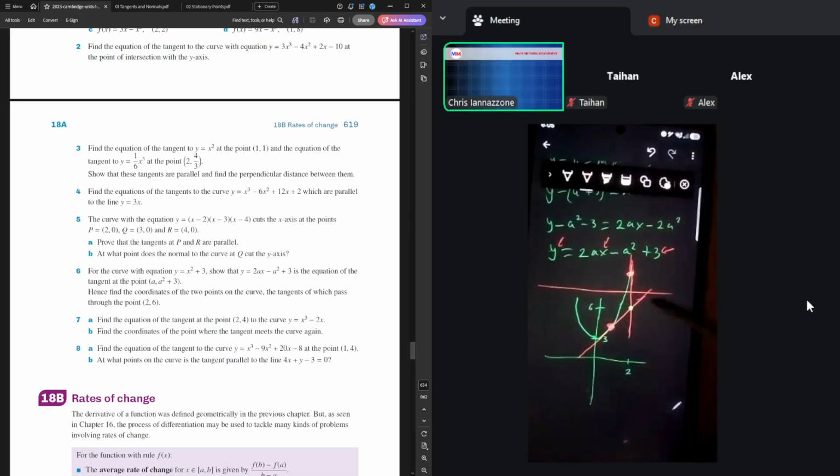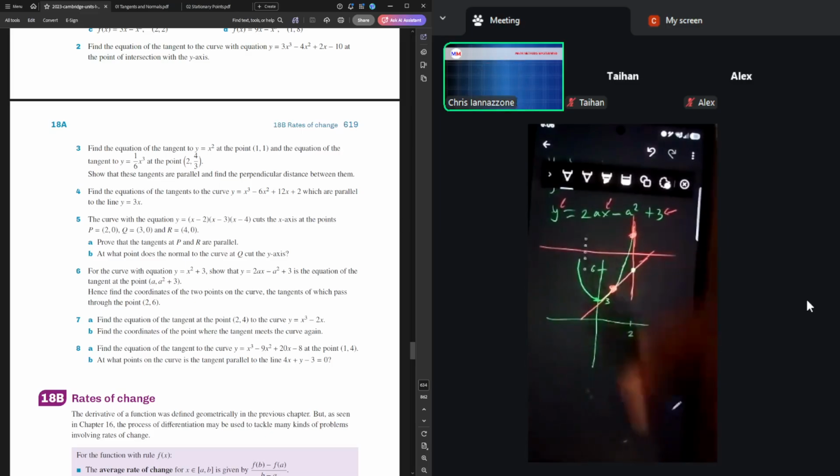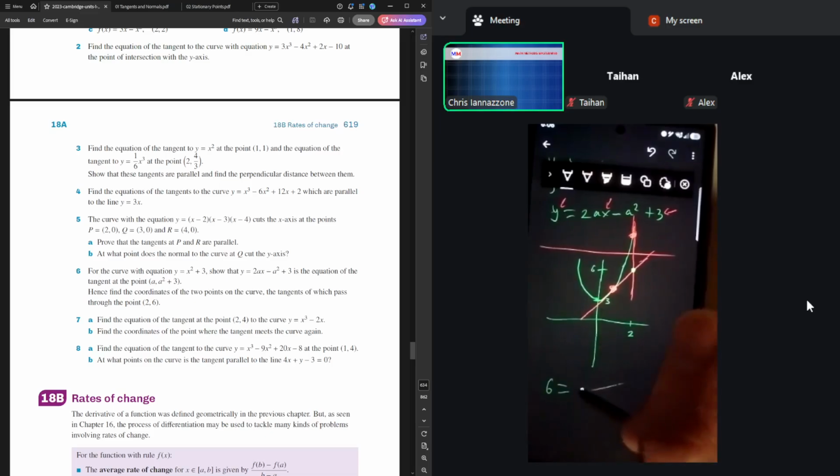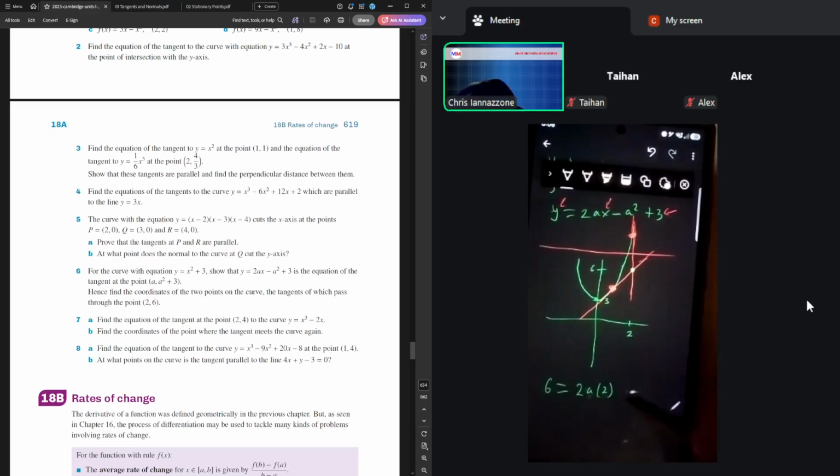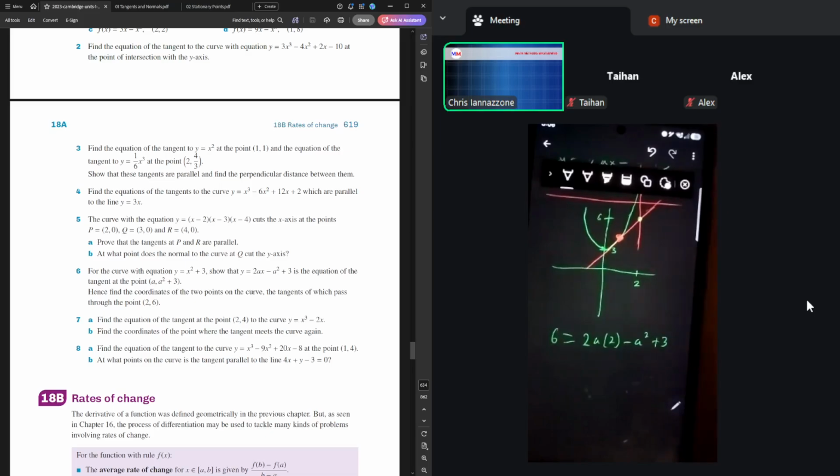So to reiterate, because this is a generic tangent line, and these drawings are themselves tangent lines, any point that they pass through should be able to be substituted into that function, which is what we're doing here. We know that both of these are forced to pass through 2, 6, so we're going to plug in 2, 6 into this, and then solve the two solutions for a. So that's y equals 6, x equals 2, minus a squared plus 3, and we're just going to solve for a.